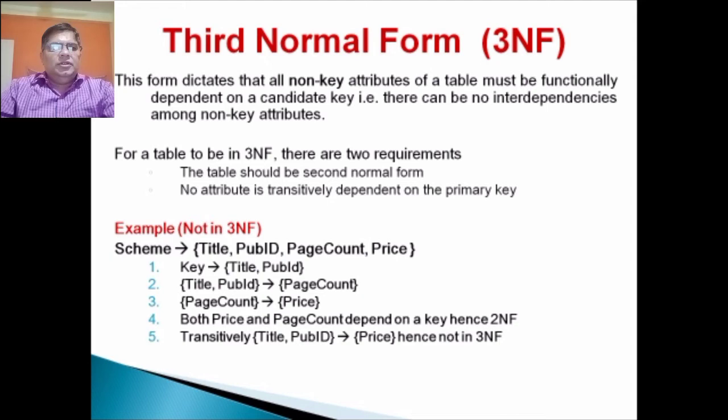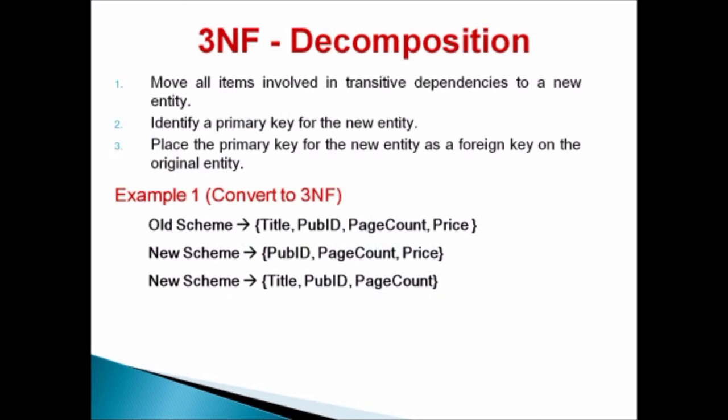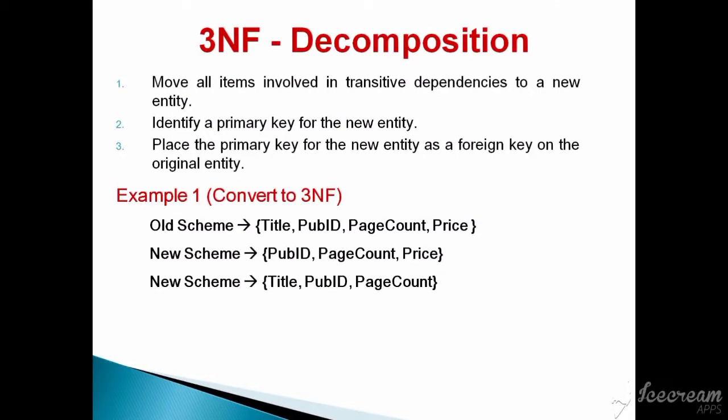For a table to be in third normal form, there are 2 conditions. First, the table should be in second normal form. Second, no attribute is transitively dependent on the primary key. Third normal form decomposition: move all items involved in the transitive dependency to a new entity. In third normal form decomposition, we decompose the table by moving items into a new table.